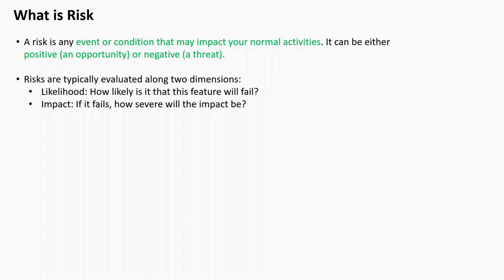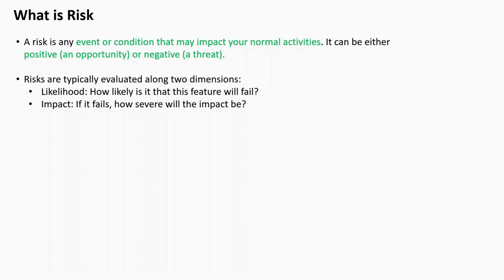As I told earlier, risks are typically evaluated along two dimensions. The first one is the likelihood. It basically tells how likely or how often the functionality or feature is going to fail. The second one is impact. If the feature or functionality fails, how severe will the impact be?